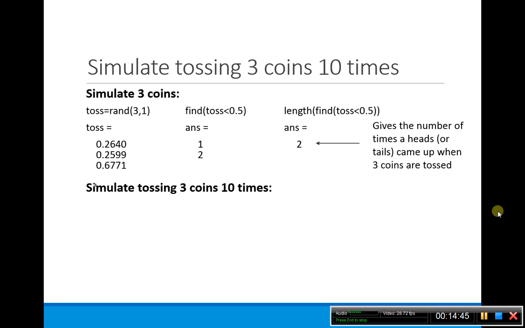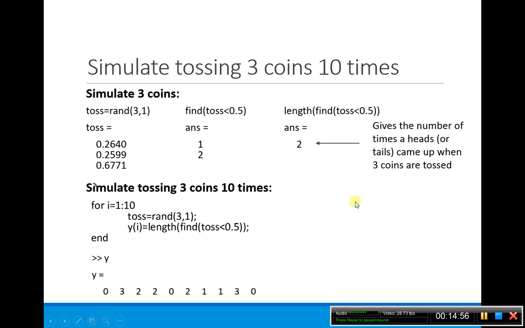Okay, so now we simulated tossing 3 coins. Let's do it 10 times. So how many do we get after we toss it 10 times, right? So this is the way to do this. Remember this thing here, toss is where I toss a coin, right? This is what I did on the previous slide. So I toss my coin, and then I want the length of it. So here, how many heads did I get on that one toss?